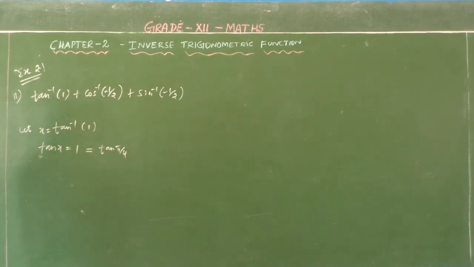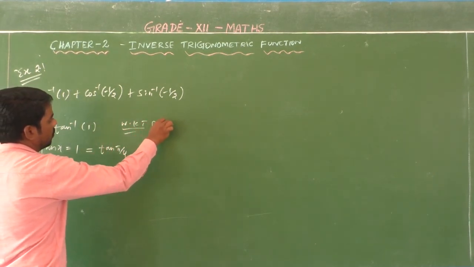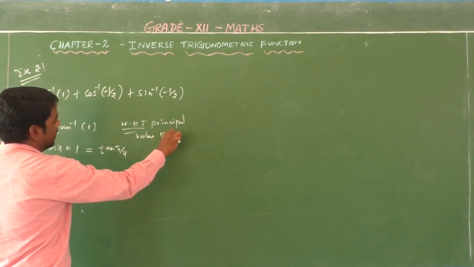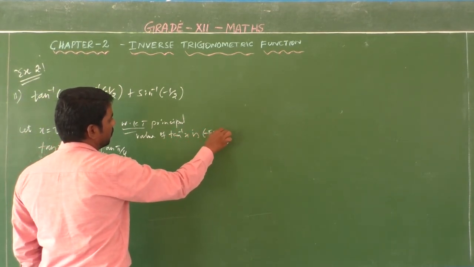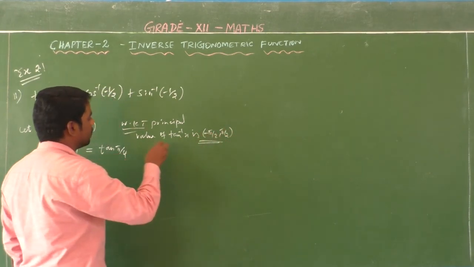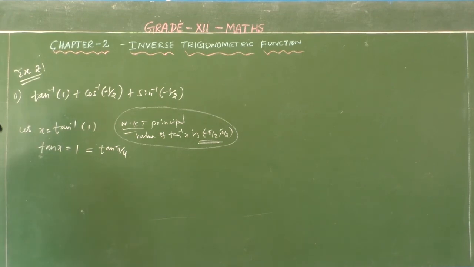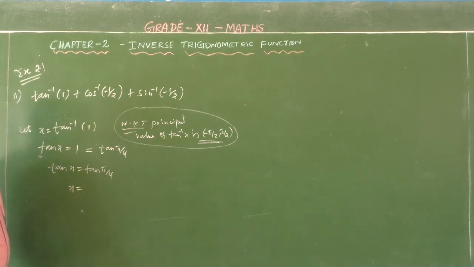We know that the principal value of tan inverse x is the open interval minus pi by 2 comma plus pi by 2. So tan x equal to 1 is also equal to tan pi by 4. So tan x is equal to tan pi by 4, then x equal to pi by 4.